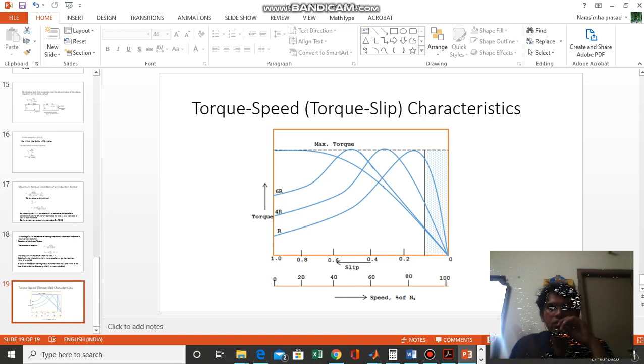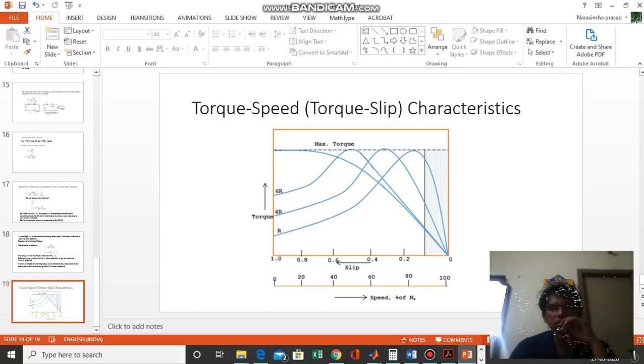So if R2 equals X2, Sm equals 1, and the slip value at starting is 1. If R2 by X2 values are the same, then Sm equal to 1 means we get maximum torque at the starting itself. Whereas in the first curve, the starting torque is very low compared to maximum torque. If we keep on increasing the rotor resistance, we can achieve the maximum torque at the time of starting itself.